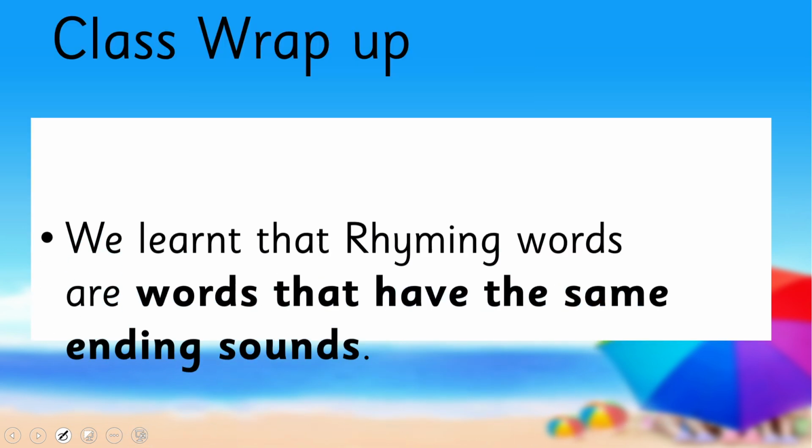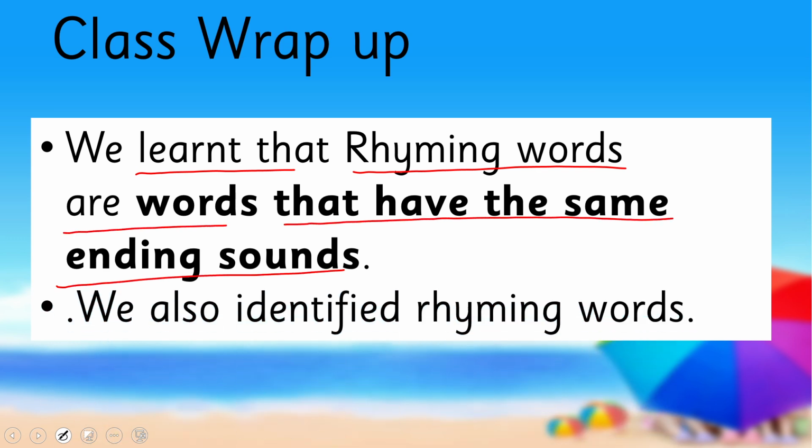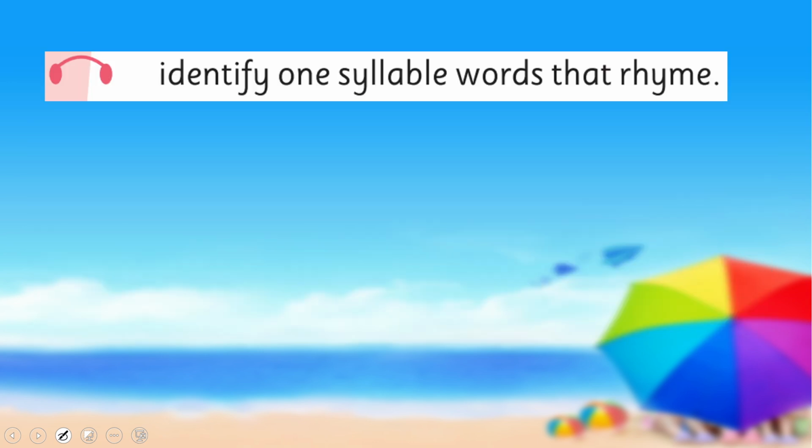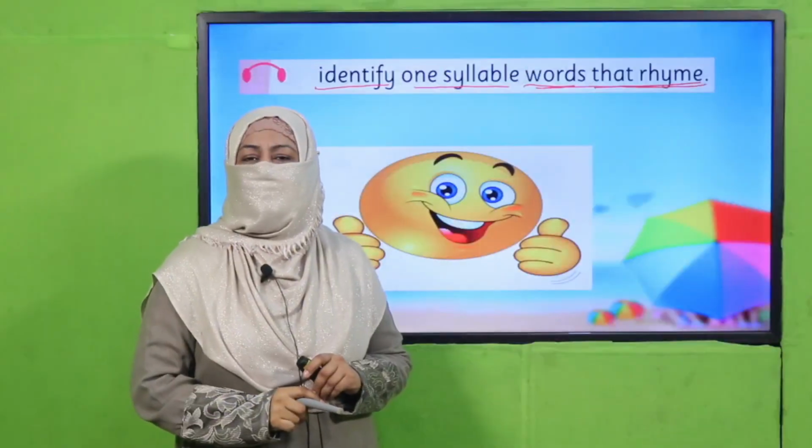So what we have learned today, we learned that rhyming words are words that have the same ending sound, and we also identified rhyming words. So in this way, we achieved our SLO to identify 1 syllable rhyming words. 1 syllable words that rhyme. Are we done with it? Yes. So that's it for today.